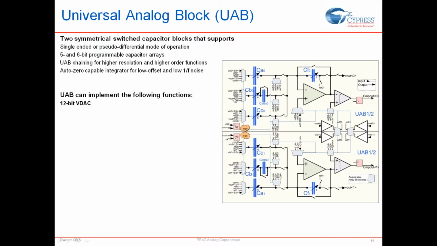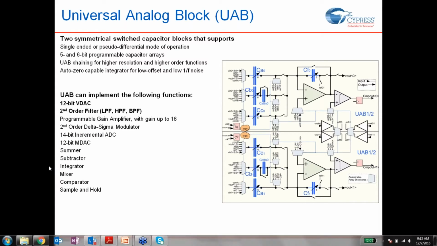Just like you build an amplifier, you could have a fixed input impedance, and a fixed reference that comes in as an input. You amplify it, and you keep changing the gain of that amplifier. What you end up building is a VDAC. So that's how you build a 12-bit VDAC using the UAB.